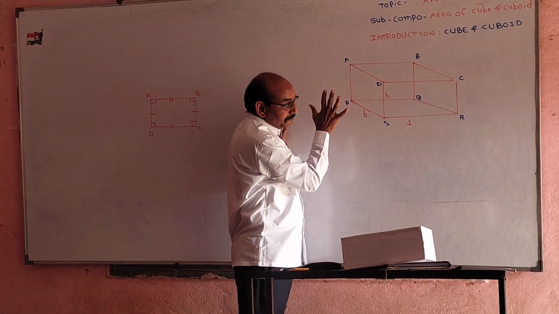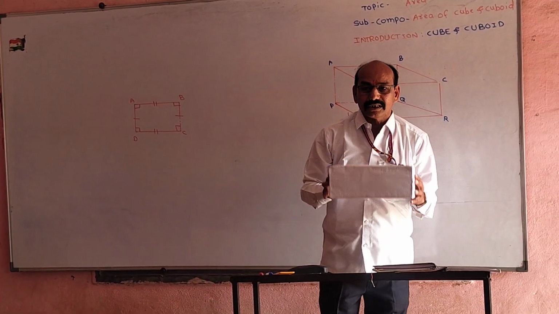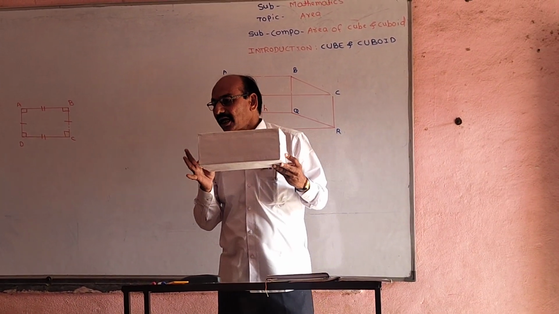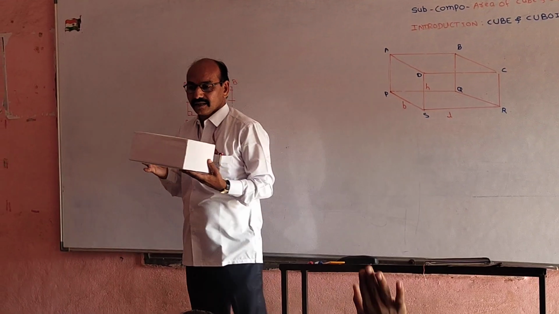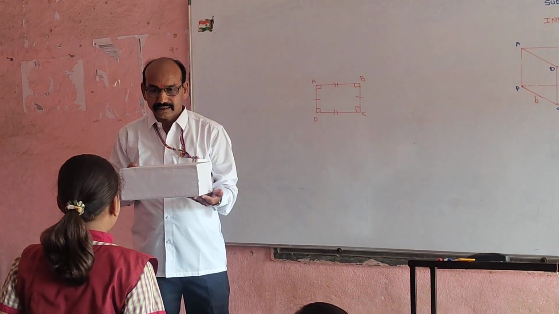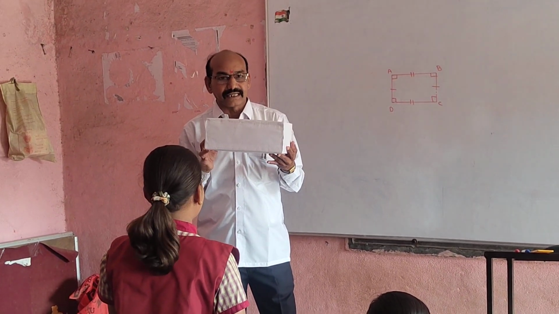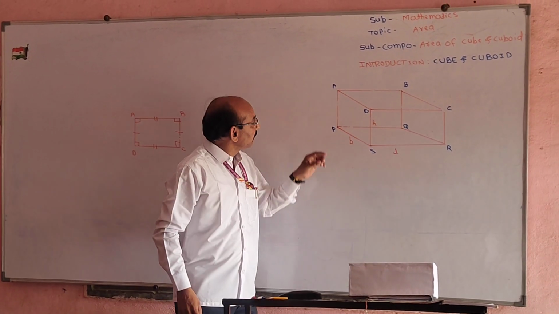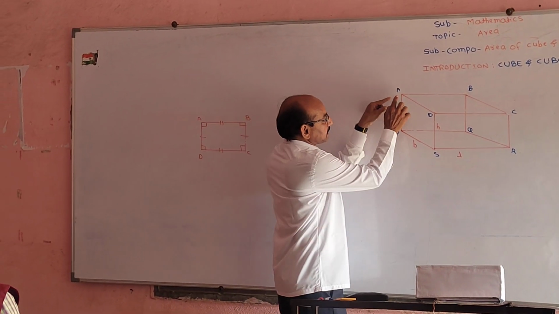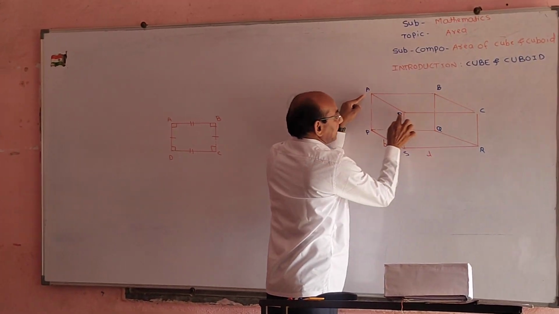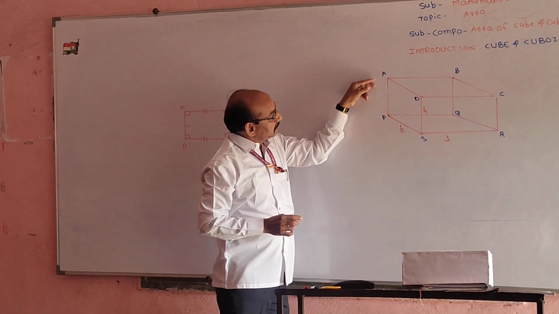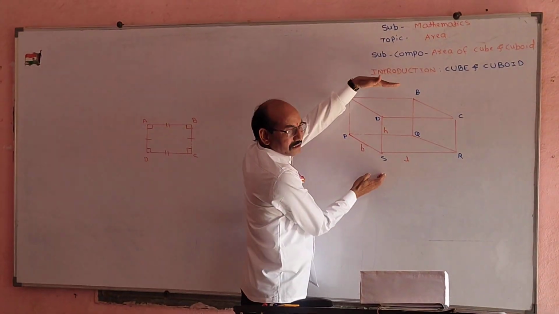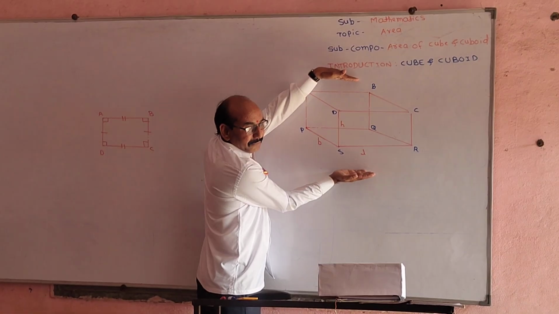Now, how many faces does this figure have? The given figure has 6 faces. Tell me the 6 faces. The first face is A, B, C, D. The second face is P, Q, R, S. This one is the top face and this one is the bottom face.